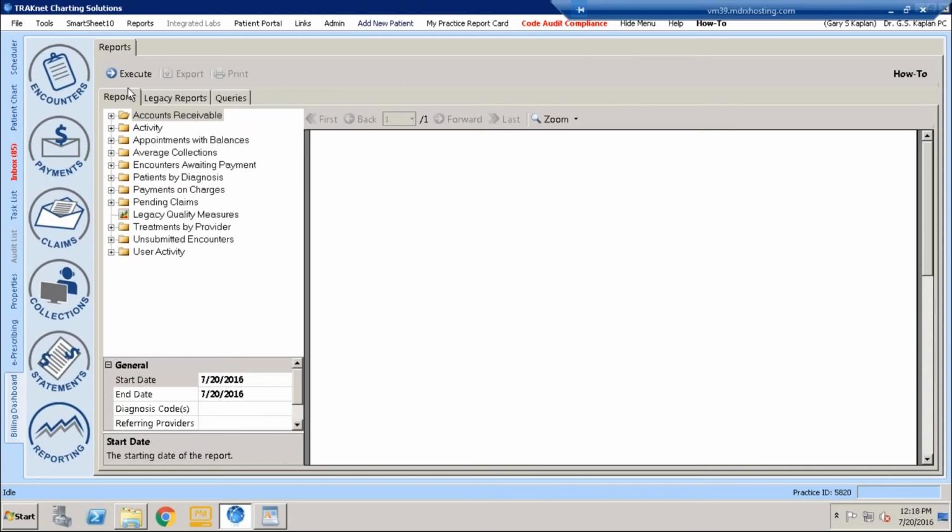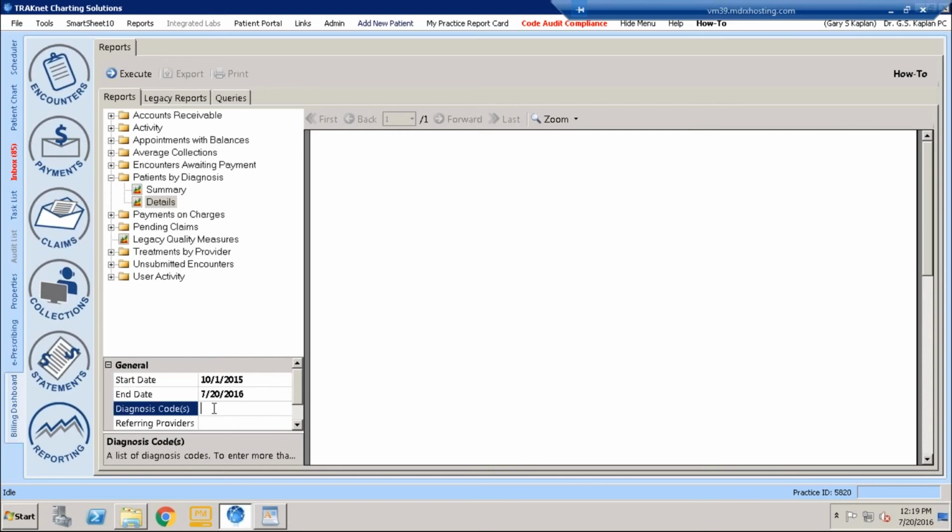And then once your reports menu is opened up, we're going to stick on the first tab here, the reports tab, and we're going to go to patients by diagnosis. When I expand this report, I'm going to click on my details button. And the first thing I'm going to do is select my date range. So your starting date, you'll want that to be October 1st, 2015. The reason you're picking that date is that is the first day that you started using your ICD-10 codes. Your end date will be today's date.